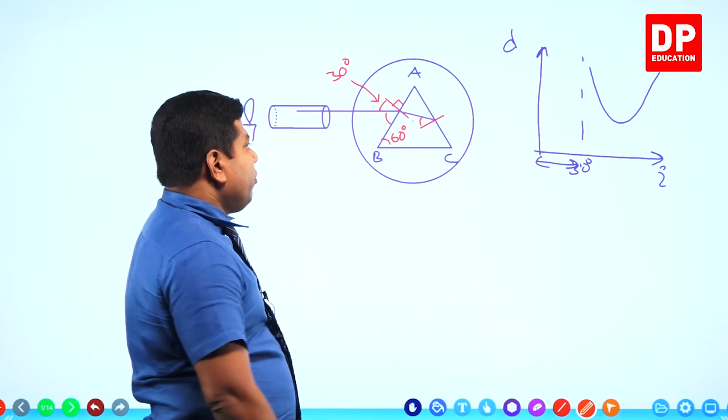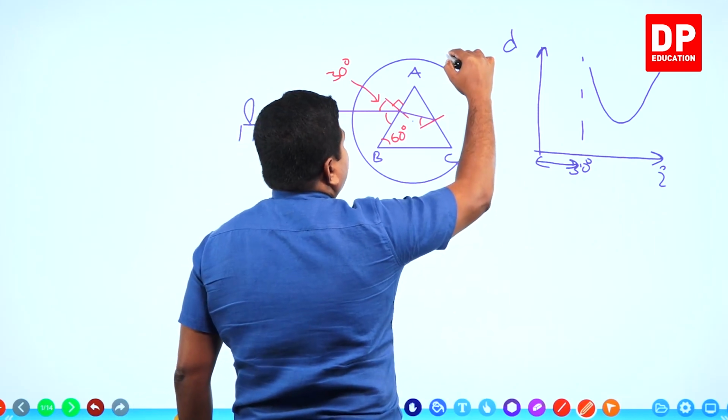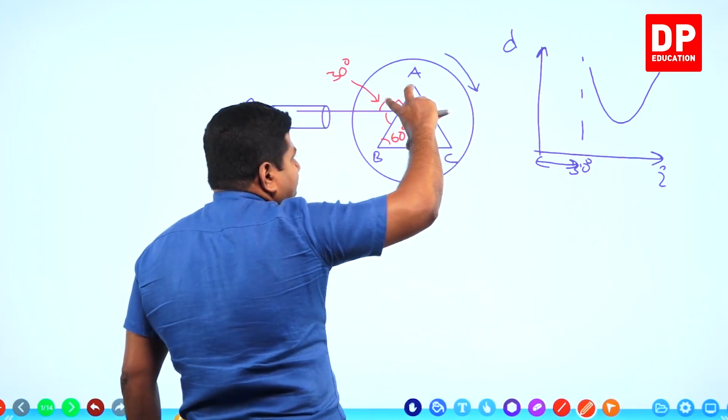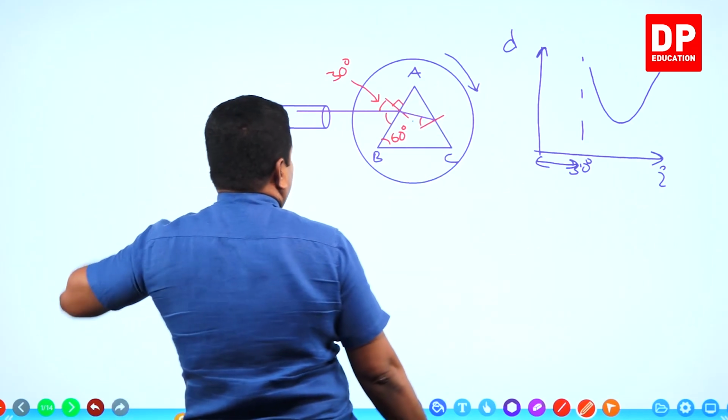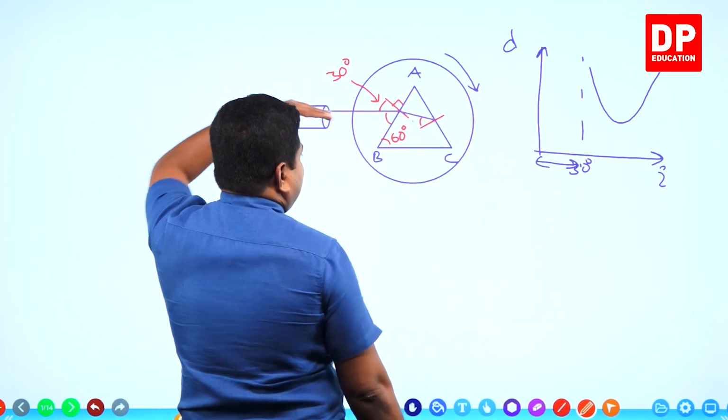Okay. Then what do we do? We are going to rotate this table little by little like this. Gradually, we will be rotating. You know, the ray doesn't change. The collimator is a fixed component.